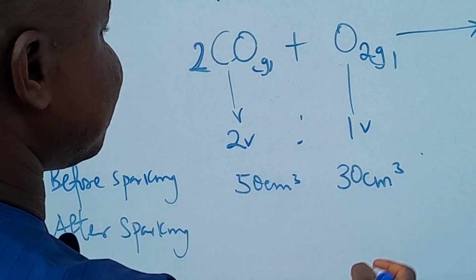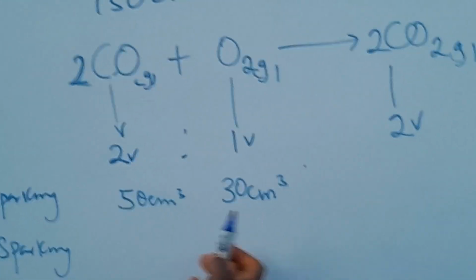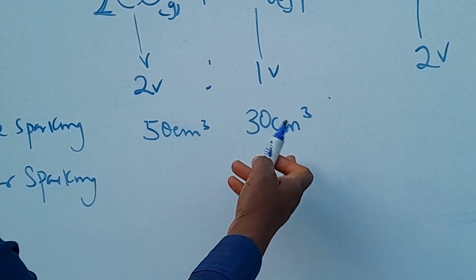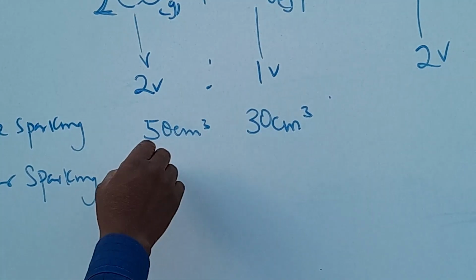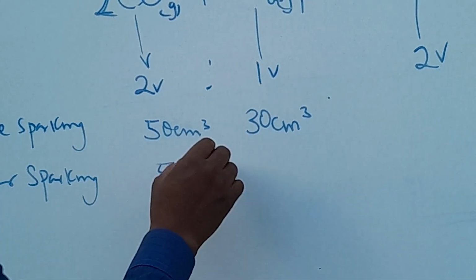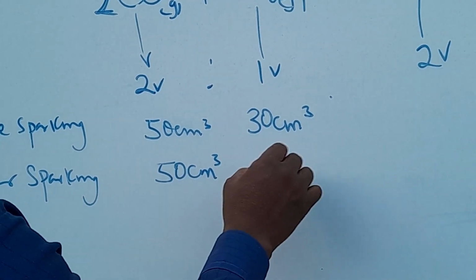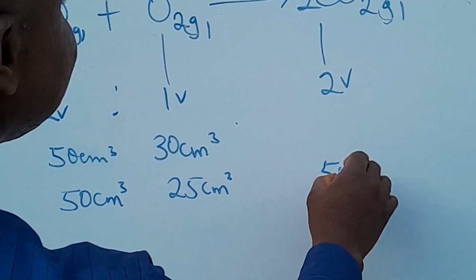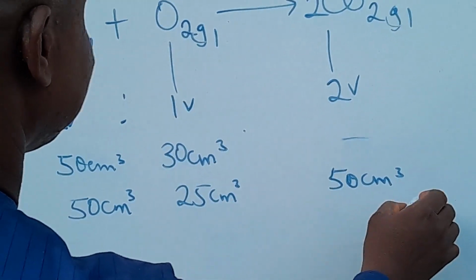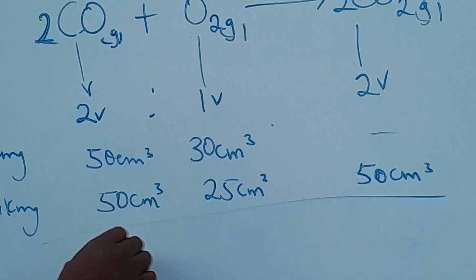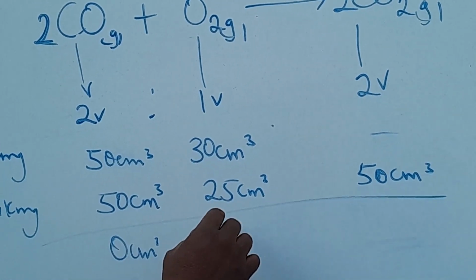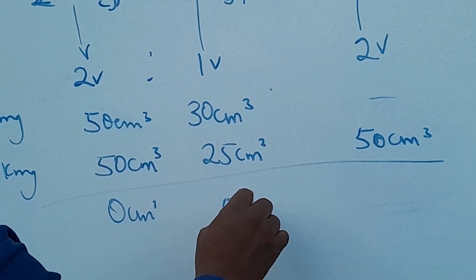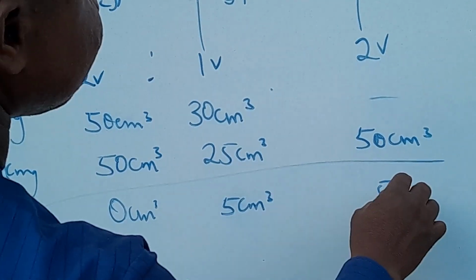After sparking, according to this, look at it very well. What are we going to have? If I have 50 here, can I have 25 here? Correct. I can have 50 here, 50 cm cube. I can have 25 cm cube, and I can also have 50 cm cube. So what is the difference? We have 0 cm cube, and we have 5 cm cube, and we have 50 cm cube.